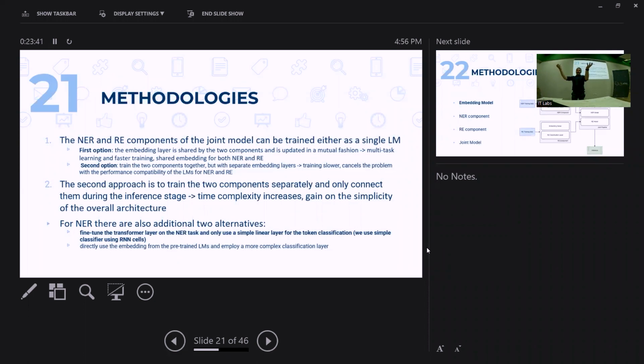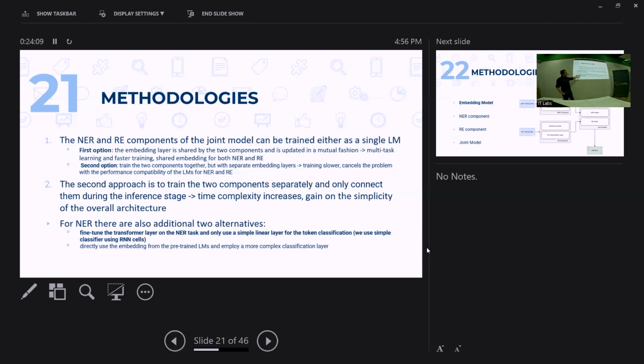Sometimes one language model is better for NER and the other language model is better for RE. It can happen. In the first option, we are actually using only one embedding model. So this can make some issues. However, our approach was this. It was the simpler one, and why we did it, I explained before.